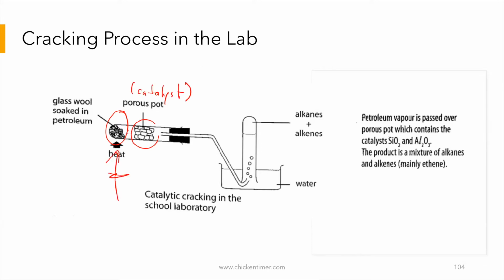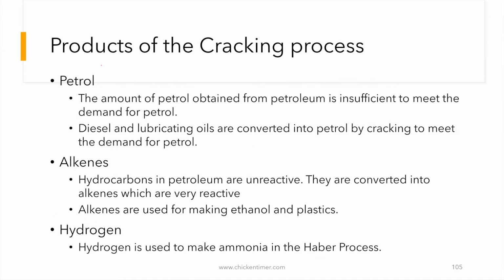After heating, the vapor comes out and then it passes through the porous pot. When that happens, the alkane will split into products. Then you can collect all your products over water, and that's about it. So the three products that are important in the cracking process are petrol, alkenes, and hydrogen.